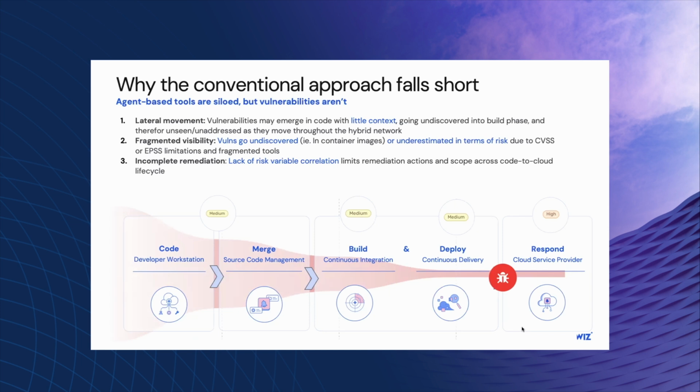And the problem is that will, of course, underrate their risk propensity, but it will also allow users or vulnerability analysts to only have a limited view of context. And that's due to this fragmented visibility. And sometimes they go undiscovered altogether. Like, for example, if a vulnerability is in a container image, this will, of course, also have you underestimate a vulnerability due to the limitations of CVSS scoring or EPSS scoring as well.